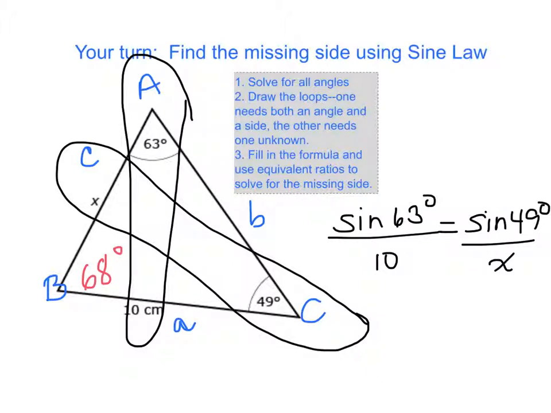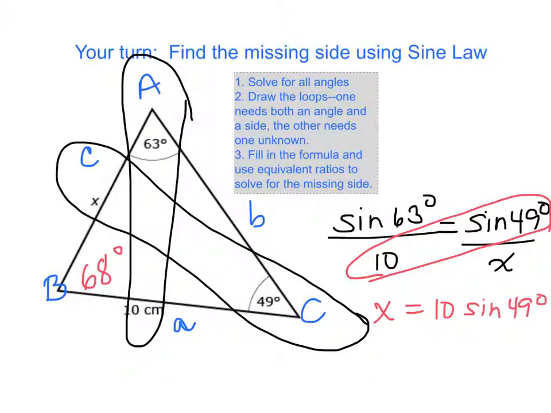Remember, we need our third loop here. Our third loop helps us to build the formula. So that's the 2 we multiply. 10 times the sine of 49 degrees over the sine of 63 degrees. And if you do that correctly, you should get, with rounding, 8.47 centimeters. So there's your second example on how to find a missing side using Sine Law.